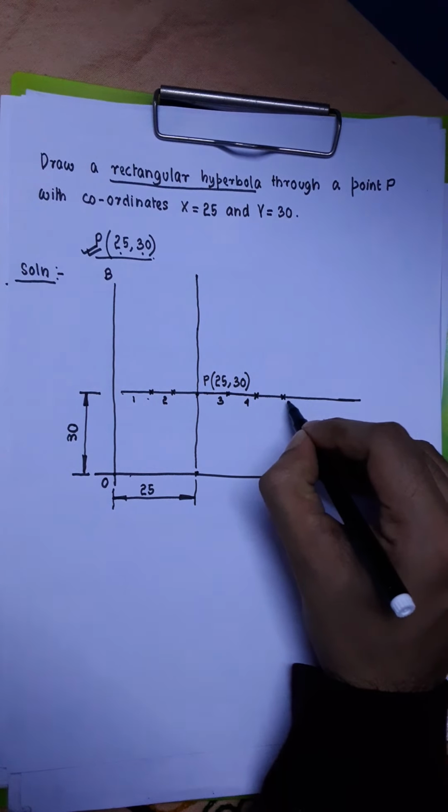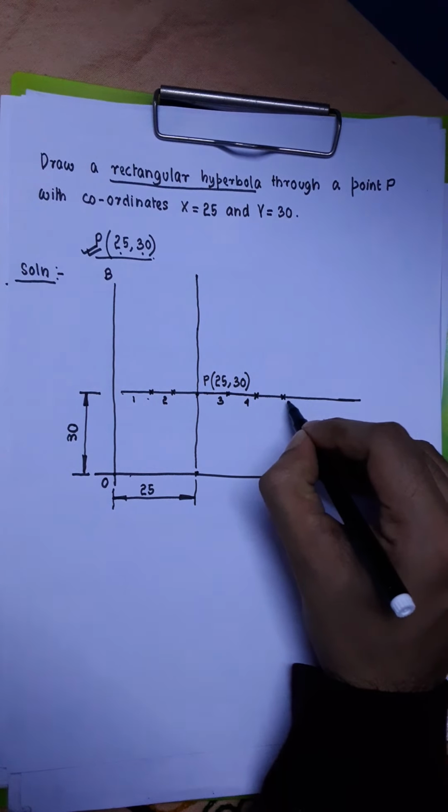Similarly, this line is joining 5 with O and it is intersecting the vertical line at this point. So, this point you call as, the space is very limited, so let me write it here, 5 dashed. And this line is joining 6 with O and it is intersecting the vertical line at this point. So, this point you call as 6 dashed.